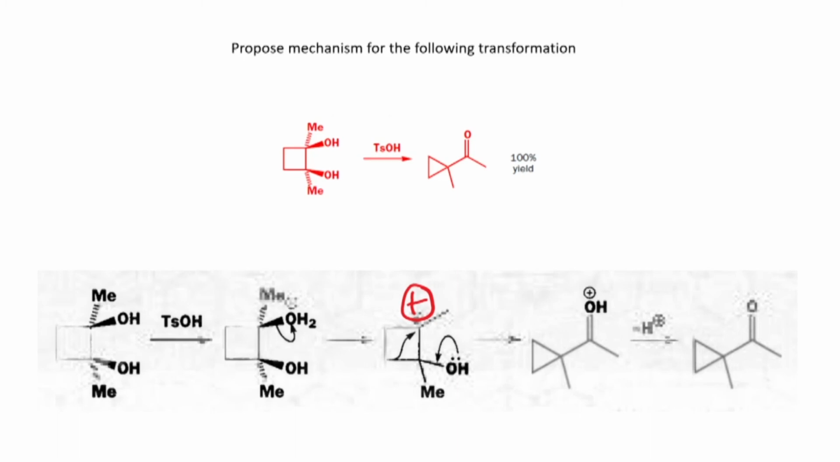So I would like you all to number these carbons and write this in the correct way. And then it gives you this protonated carbonyl compound with a methyl cyclopropane ring. And finally, you get this ketone as the product. Now, let's move on to the next problem.